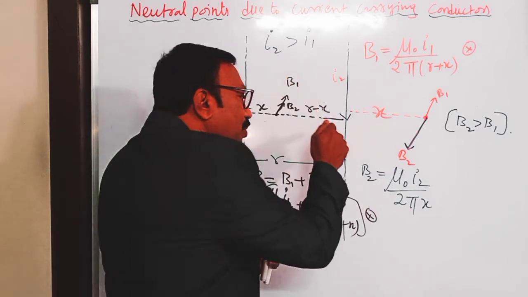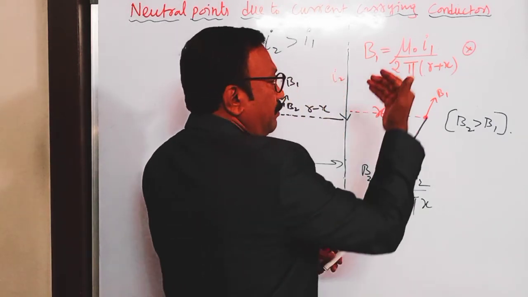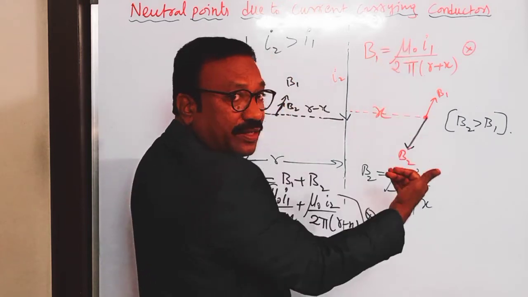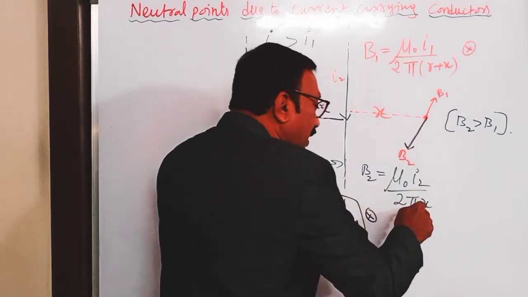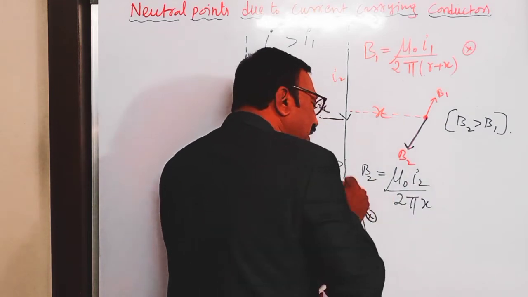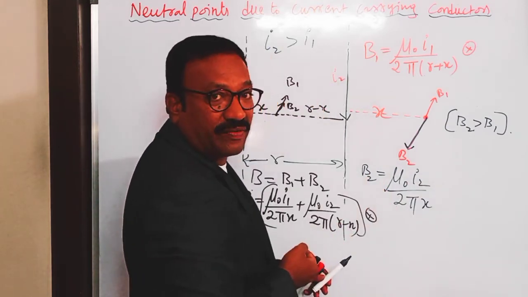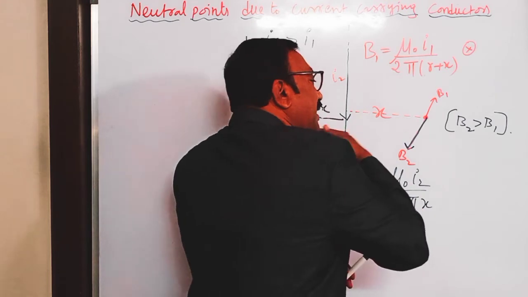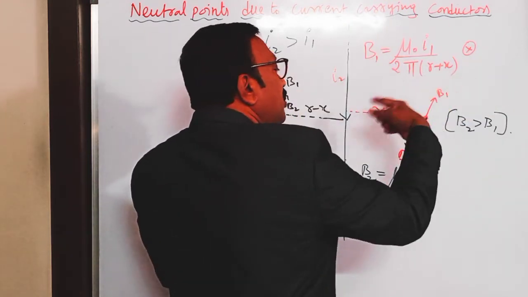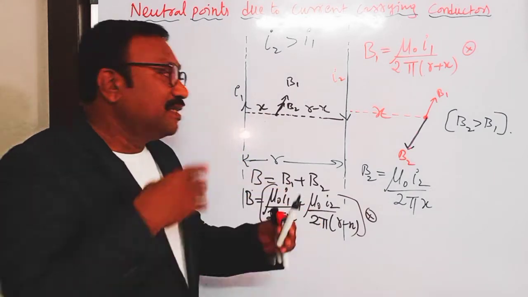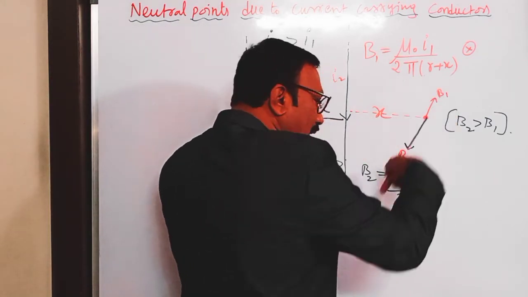When you come to B2, current I2 is greater, so it produces a greater field relatively. And the distance x is smaller, you are nearer to the second conductor, so that is also enhancing the field. I2 is enhancing and x is also enhancing the field. That is why at any point you take, B2 will always be dominating. There is no question of cancelling. The resultant field will always be acting outward here.